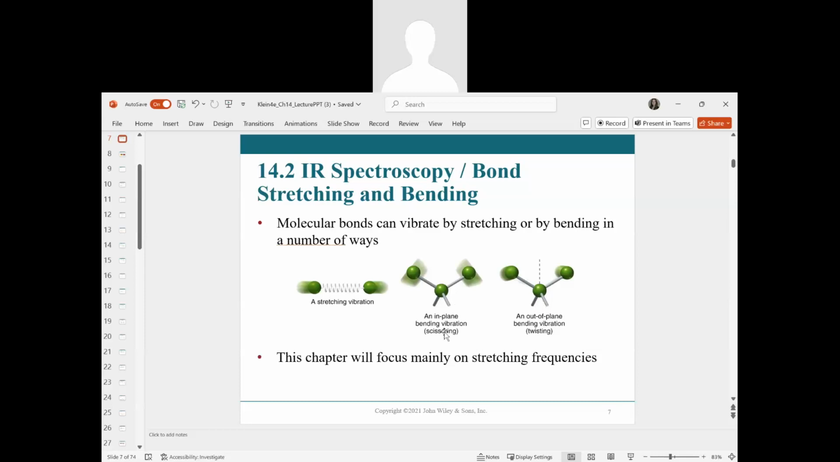But we'll also reference some of this bending type of vibrations that we might also encounter, such as in-plane bending, which is commonly referred to as scissoring. So these atoms would be bending in this fashion within the same plane. And then these guys here will be bending in and out of a plane. So this is called twisting, as opposed to this scissoring action that we might see here. So again, we apply some type of infrared radiation to a molecule, and the covalent bonds will either stretch or vibrate in other fashions.